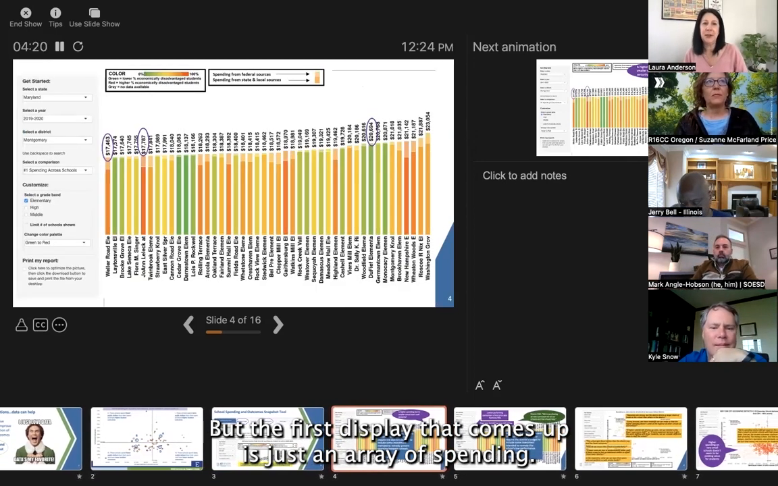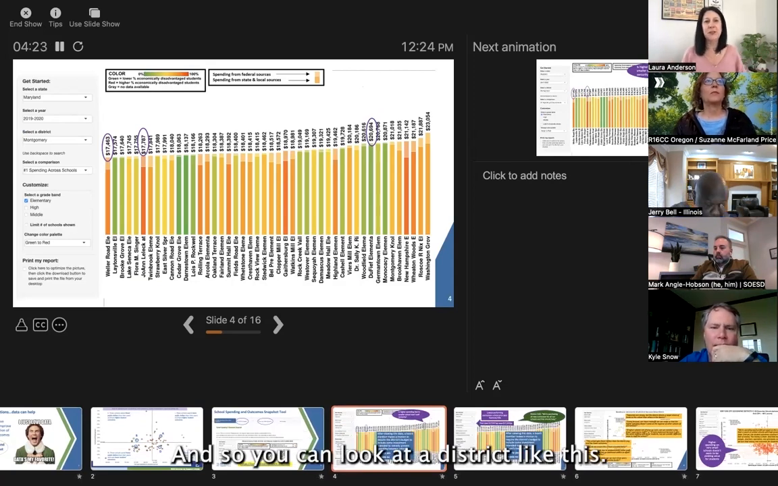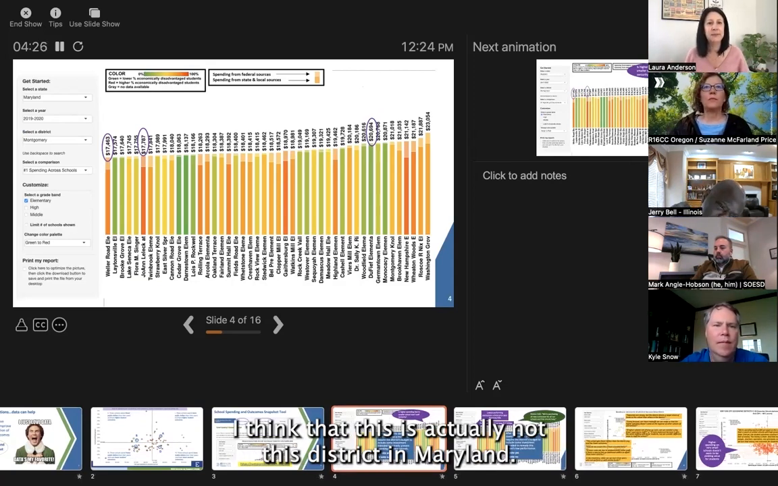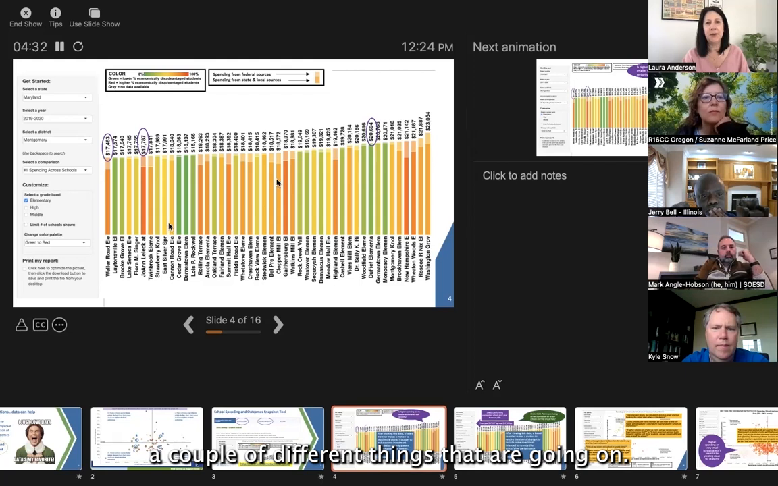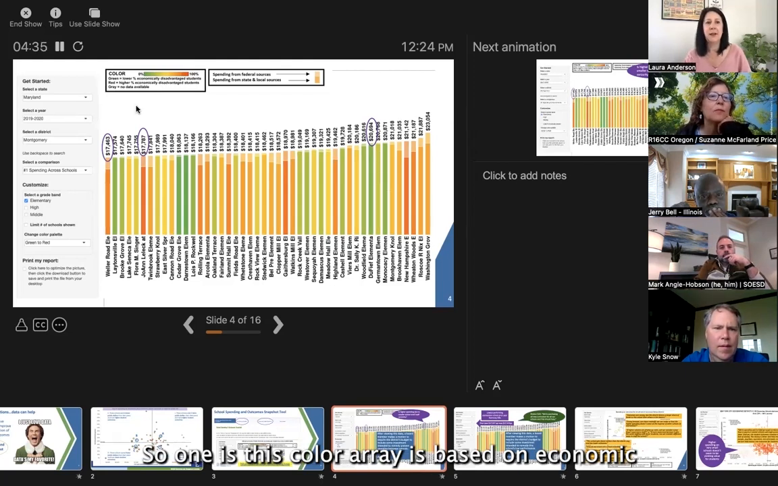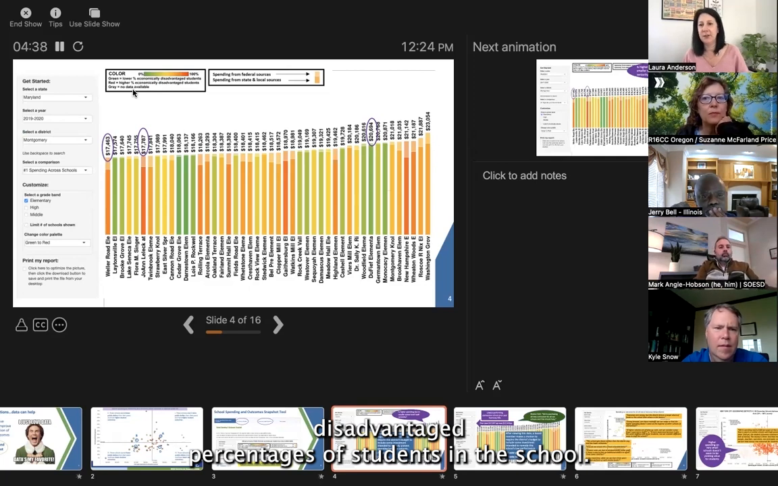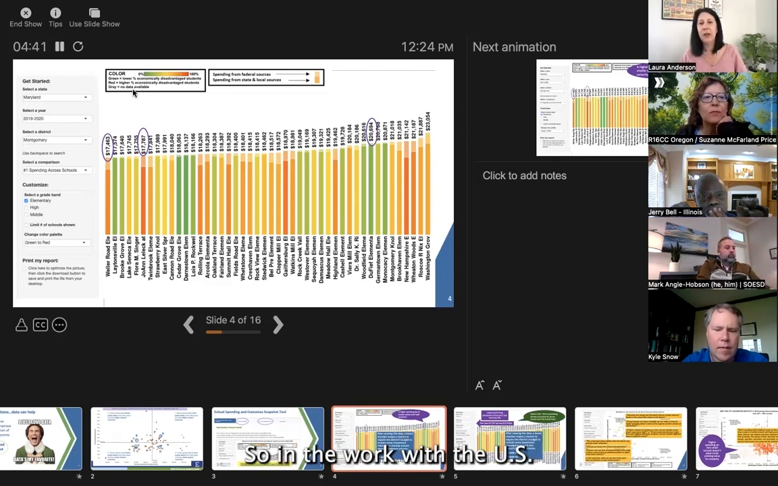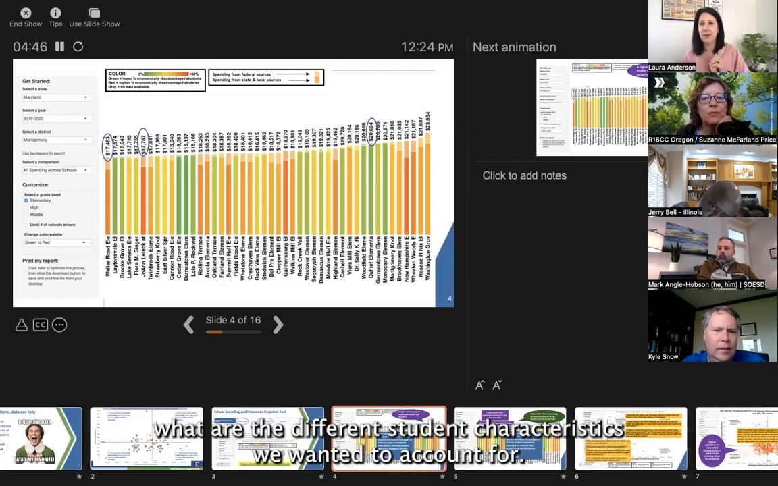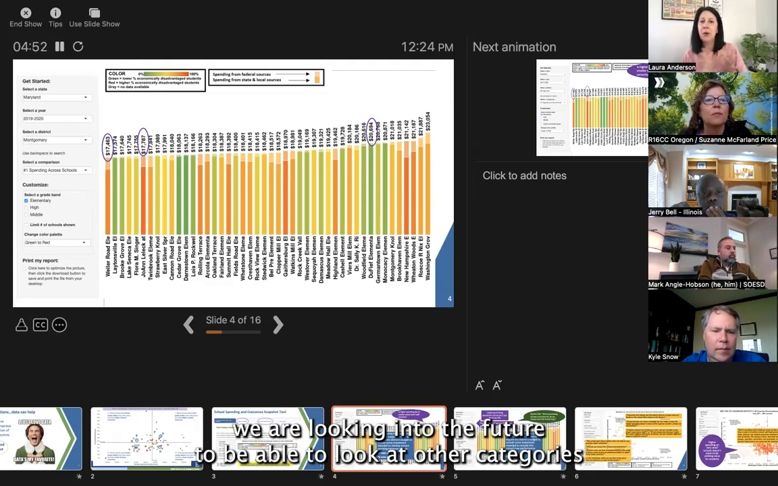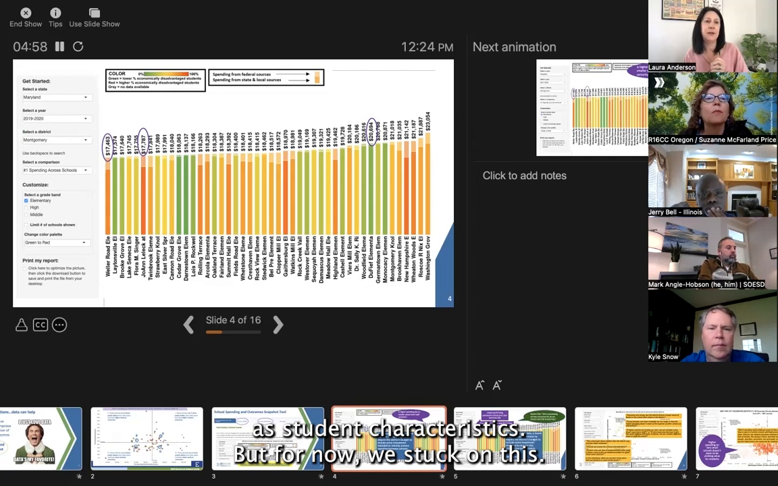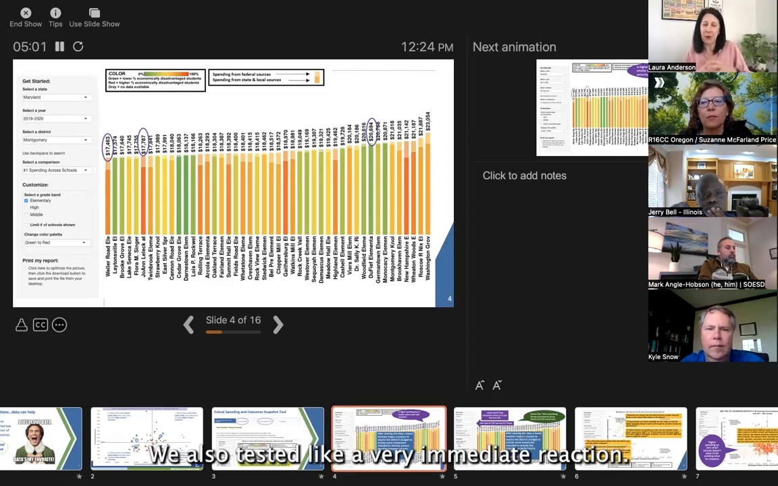But the first display that comes up is just an array of spending. And so you could look at a district like this. I think that this is actually not this district in Maryland. I think it might be U46, but you can see here a couple of different things that are going on. So one is this color array is based on economic disadvantaged percentages of students in the school. So in the work with the U.S. Department of Ed, we were trying to narrow down what are the different student characteristics we wanted to account for. So right now the tool is only accounting for this percent economic disadvantage. We are looking into the future to be able to look at other categories of student characteristics, but for now we stuck on this.